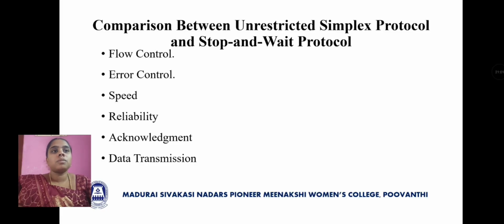And then last, data transmission. In the unrestricted simplex protocol, frames are sent continuously without interruptions. There are no interruptions. Whereas in the stop and wait protocol, only one frame is sent at a time. Next thing is receiver handling, which is not given here, but I will tell those things also. In the unrestricted simplex protocol, the receiver may become overloaded due to continuous transmission of data frames. But the stop and wait protocol prevents the receiver's overflow by controlling the transmission speed.